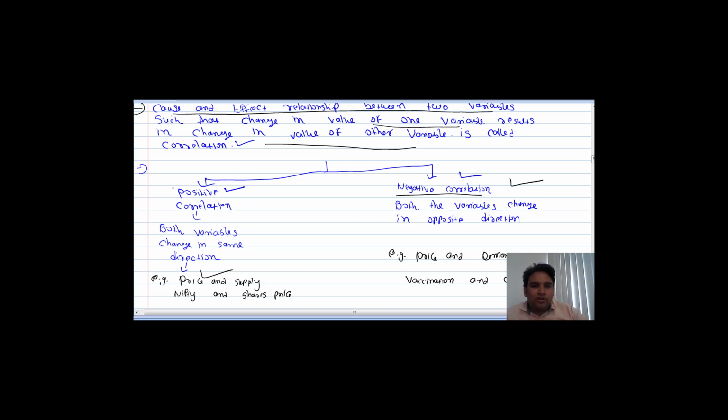So what is positive correlation? Both the variables change in the same direction. When both the variables change in the same direction, that is known as positive correlation.